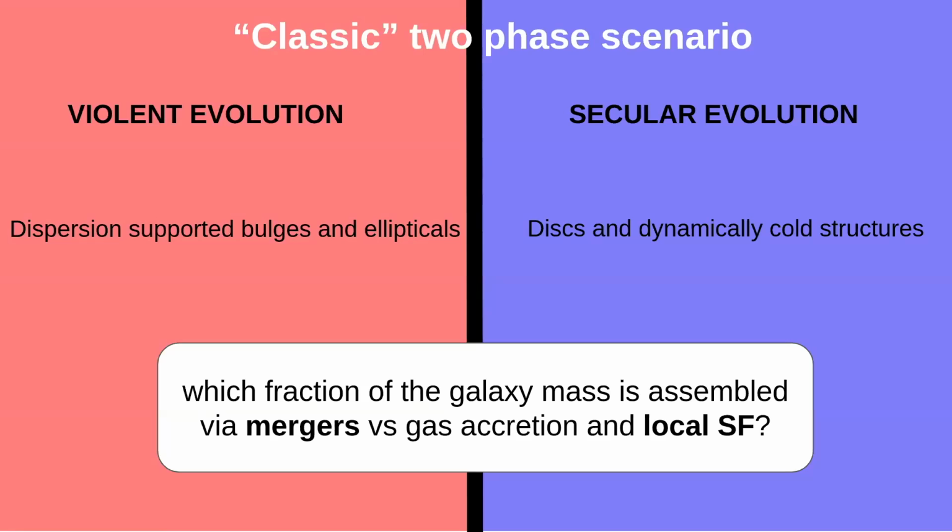On the opposite side, at a later stage, the evolution is dominated by a quiet phase in which galaxies evolve secularly, forming disks and creating stars in situ in ordered motion. Okay.